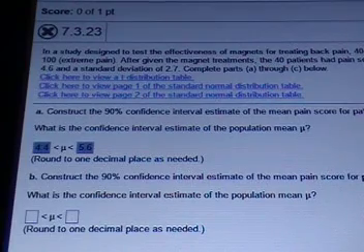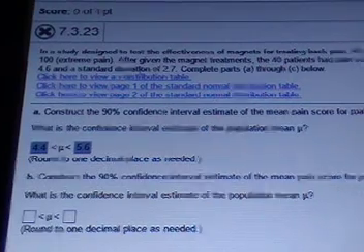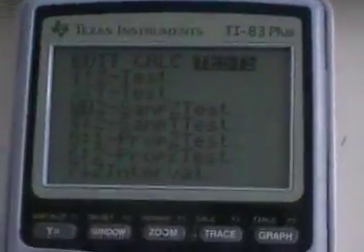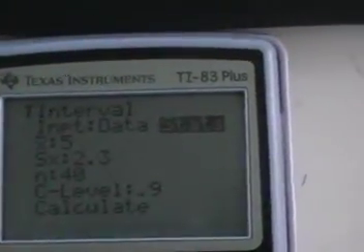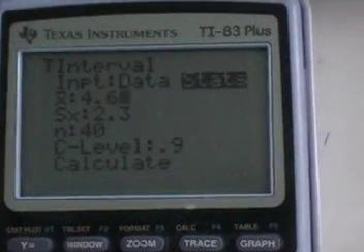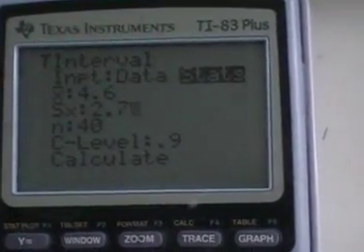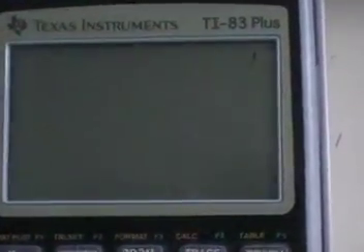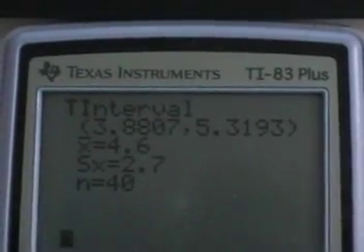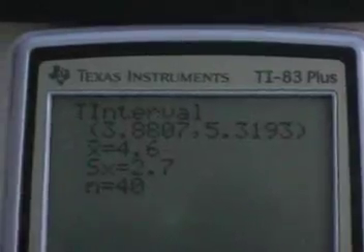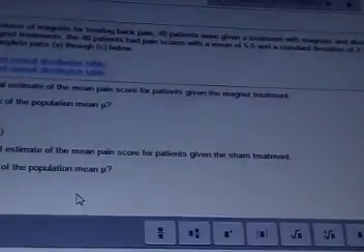They had 40 patients, but their mean and standard deviation were different, so that's going to affect the answer. Do it again: stat, tests, and choose t-interval. So now the mean drops to 4.6, the standard deviation raises to 2.7, everything else is the same. Now we think the average for them is between 3.9 and 5.3.